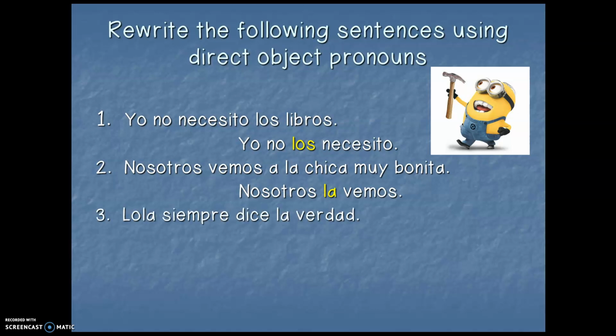Número 3. Lola siempre dice la verdad. What is it that Lola is always saying? Yep, la verdad. So which of our pronouns would we replace la verdad with? Please remember to write it before your conjugated verb. Lola siempre la dice. La verdad is feminine, so we have to choose the pronoun la. Please note that siempre doesn't move and that the pronoun is still placed right before the conjugated verb dice.